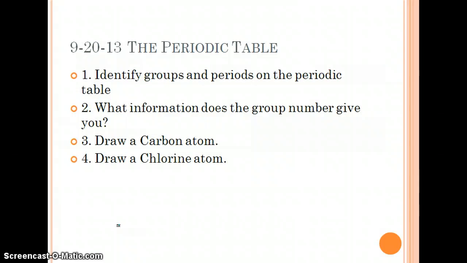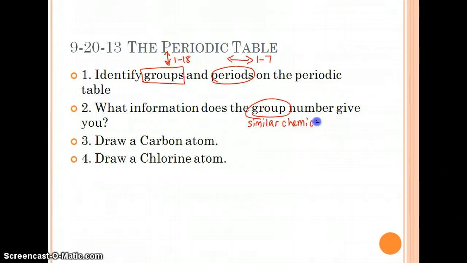The next day we looked at the periodic table. So groups, they go up and down on the periodic table, numbers 1 through 18. You should have those labeled on your periodic table. Periods go across the periodic table, and there's numbers 1 through 7. Make sure you have those labeled. Things that are in the same group have similar chemical properties. And with that, then we also know the number of outer electrons.